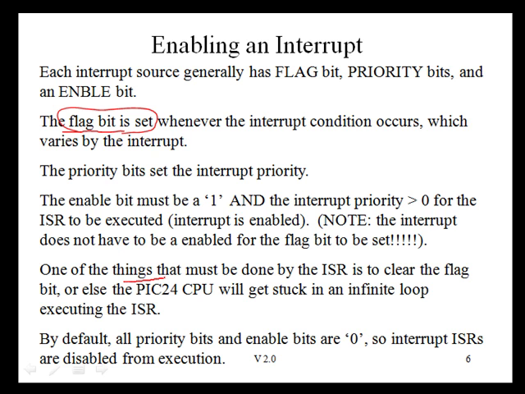So one of the things that you must do when you execute the code in your ISR is that before you exit the ISR, you must clear the flag bit. Or else when you exit the ISR, the PIC24 is going to go back, and before it actually executes the next instruction, it is going to see, are there any more interrupts pending? If this flag bit has not been cleared, it's going to think that this thing is still pending, so it's going to go and execute the ISR again, and the PIC24 will get stuck in an infinite loop continually executing that ISR.